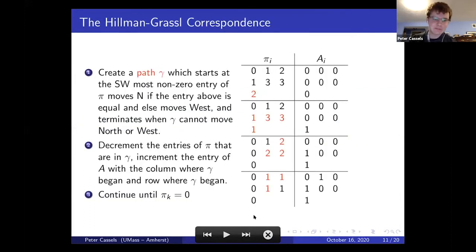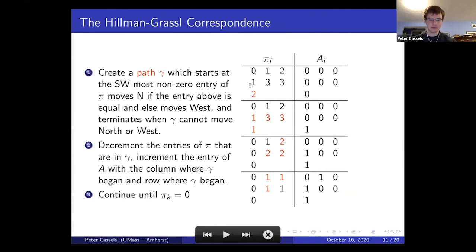Here's the way the bijection works. I put an example in 2. We have these RPPs pi_i and arrays A_i, and then we create a path, and what we do is decrement all the entries of pi that are in our path and increment the ones in A on our path.